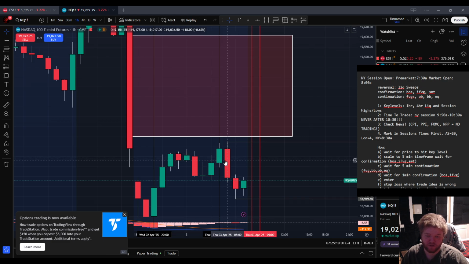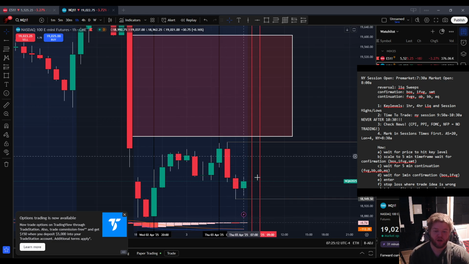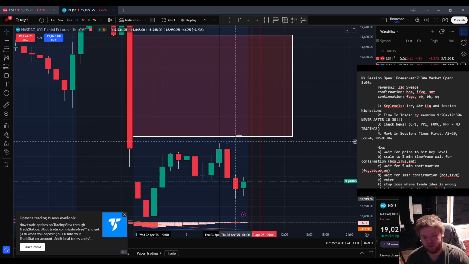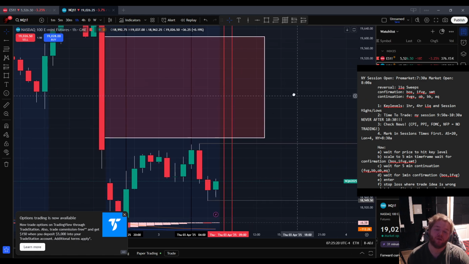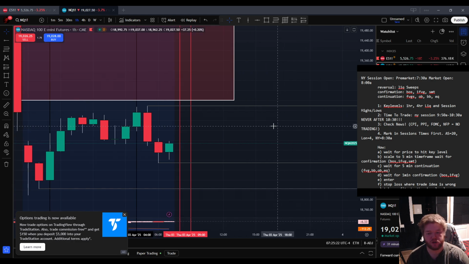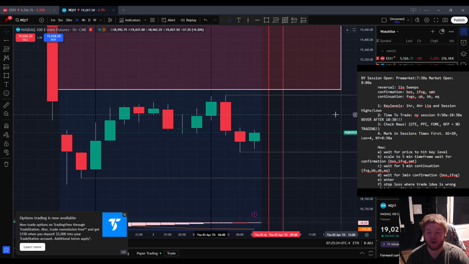If this inverse fair value gap gets closed above, it'll continue lower. But if it gets closed above up here, I'm going to continue thinking price is going to move higher. These are my confluences. These are, am I confident in this?